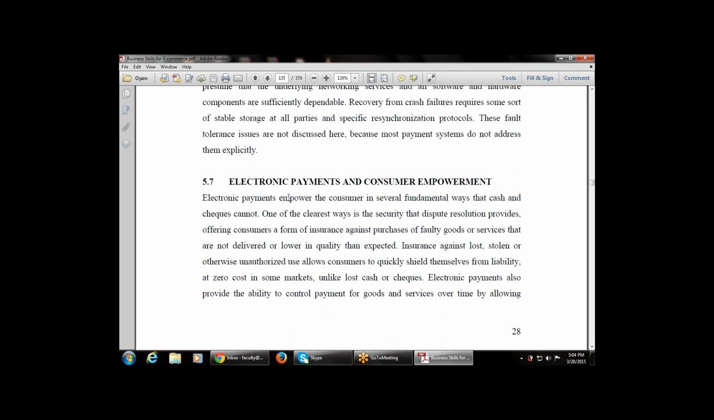This says electronic payment empowers the consumer in several fundamental ways that check and cash do not. Everything is possible with the use of electronic payment, which provides the consumer with different facilities that are not provided by check and cash.